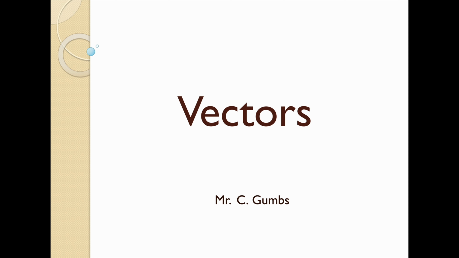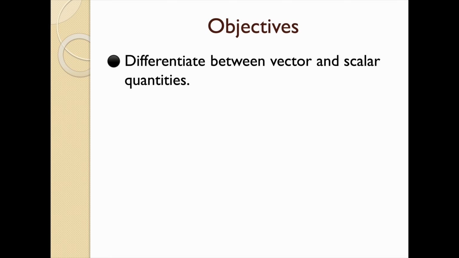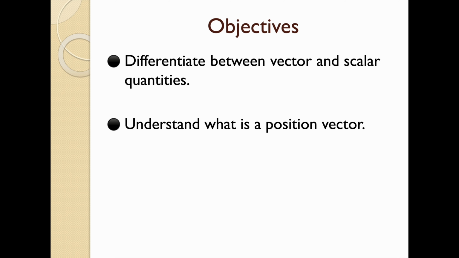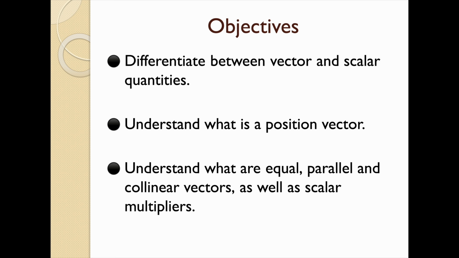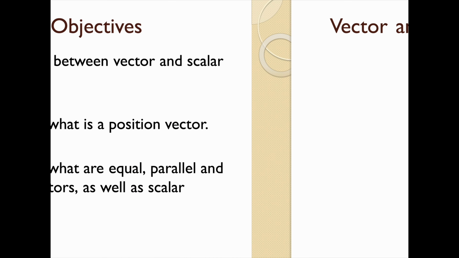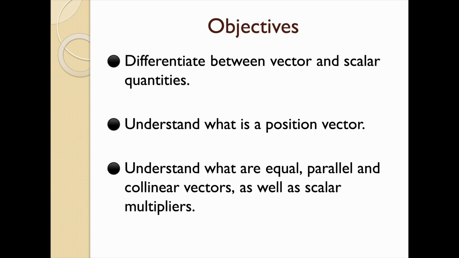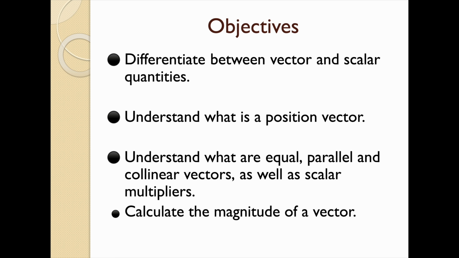So vectors. Essentially, we want to differentiate between vector and scalar quantities, understand what a position vector is, understand what equal, parallel, and collinear vectors are, as well as scalar multipliers. And the next thing I want us to look at is the magnitude of a vector. All right, so I'll let y'all take this down.